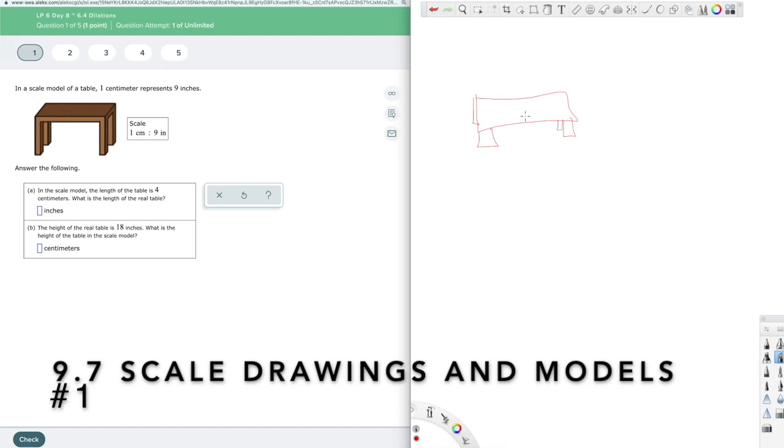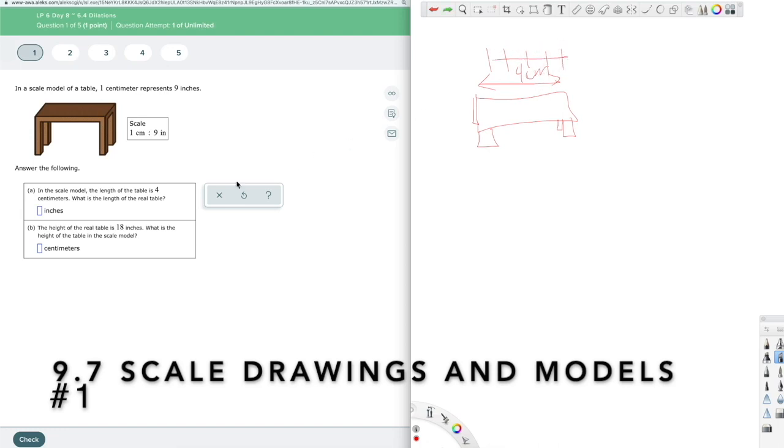So the length is 4 centimeters. I have 1, 2, 3, 4. If I broke this up into 4 pieces, 1, 2, 3. Oh, I drew 4 lines. It would help if I were paying a little bit more attention. There we go. There's 4 pieces. 1, 2, 3, 4 pieces. Right? 4 centimeters, 1 centimeter each.